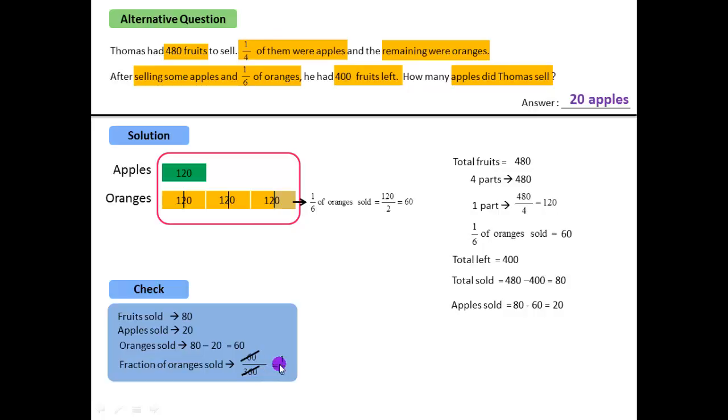Simplifying this will give us 1/6. This value is given in the question as the fraction of the oranges that was sold. So from this, we know that our answer and calculation is correct.